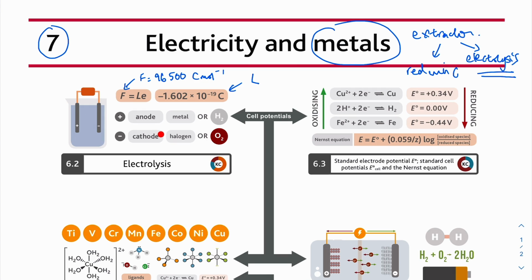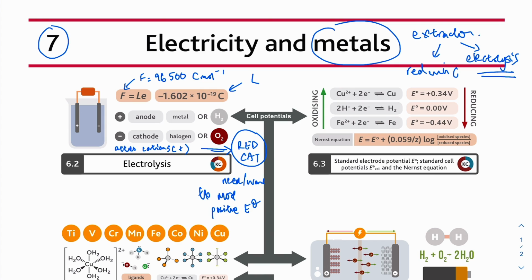Cathode attracts cations. Cations are positively charged, so that makes your cathode negative, all right? So we talk about red cat. Reduction would happen at the cathode, okay? To favor reduction, you want the most positive E naught when you compare metal cations versus H plus.